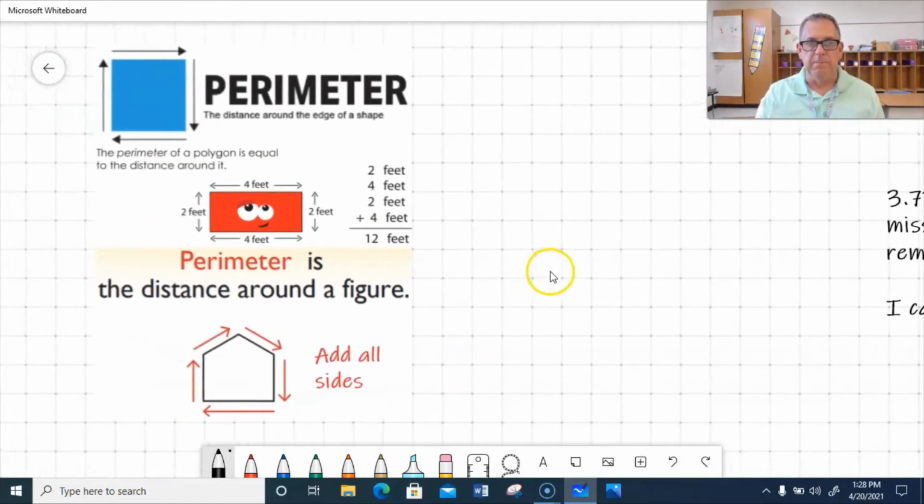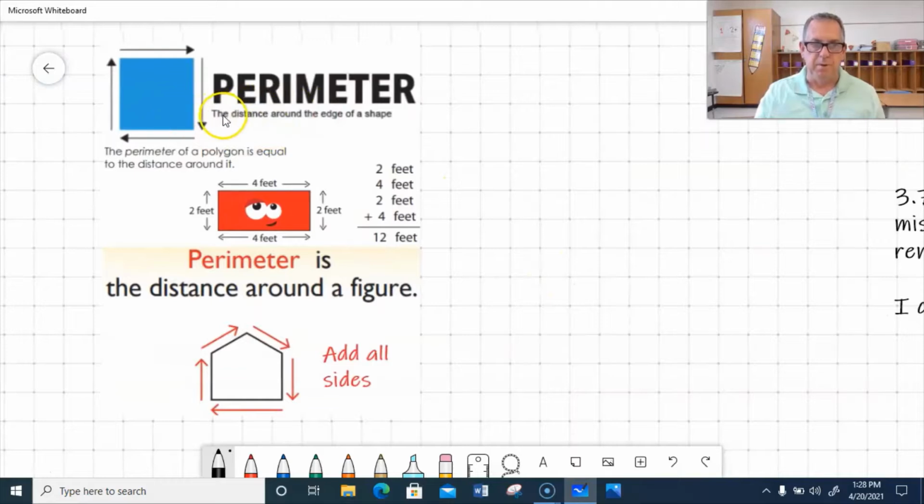Look at the vocabulary again. Perimeter. Perimeter is the distance around the edge of a shape. So we calculate that by adding all sides. We add all sides to calculate perimeter. So like I said, it looks very similar to area problems, especially when you're talking about rectangles or squares. The difference is on a perimeter problem, we add all the sides.